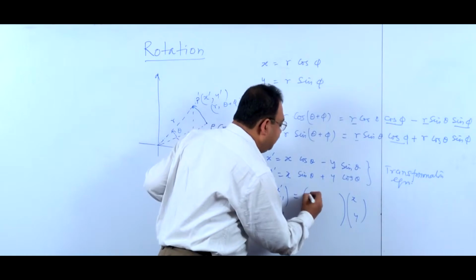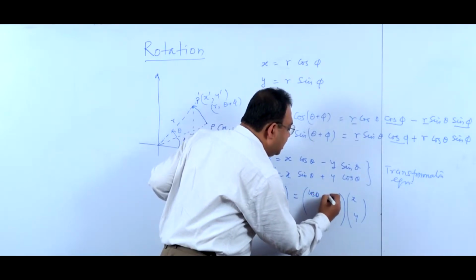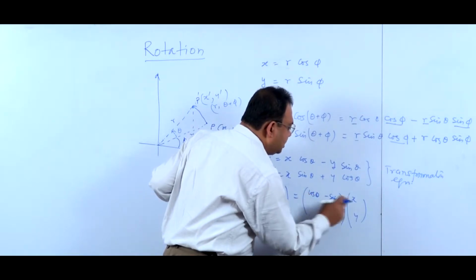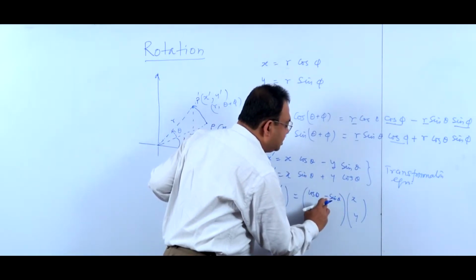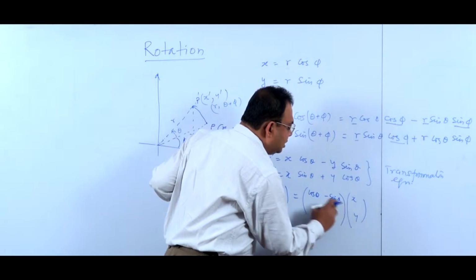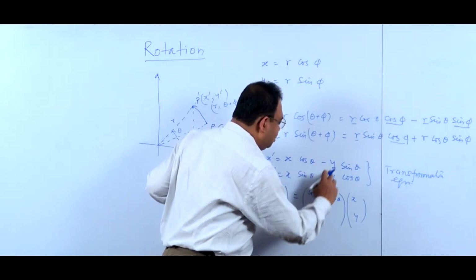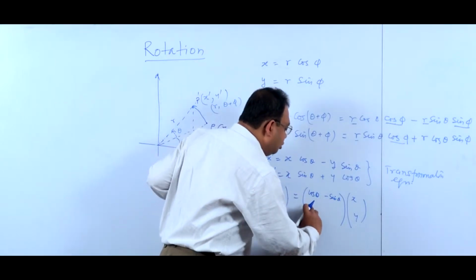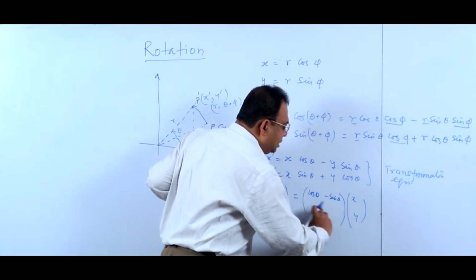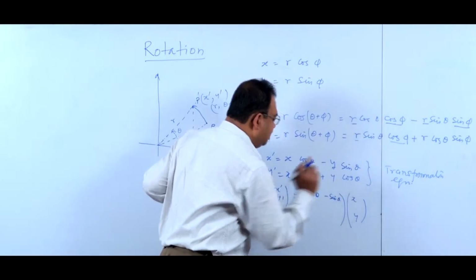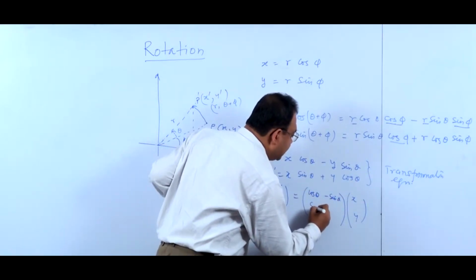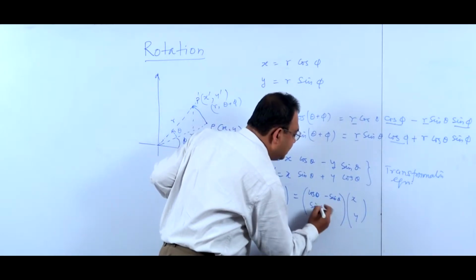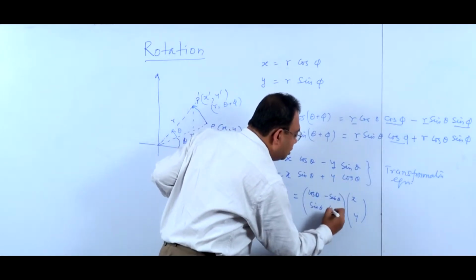So this must be cos theta, minus sin theta. So cos theta into x, that is x cos theta, minus sin theta into y, that is y sin theta. So these equations will be obtained. And what will be the second row, so that this multiplied by this will give you this equation? So this must be sin theta into x, so this is sin theta, and this is cos theta.